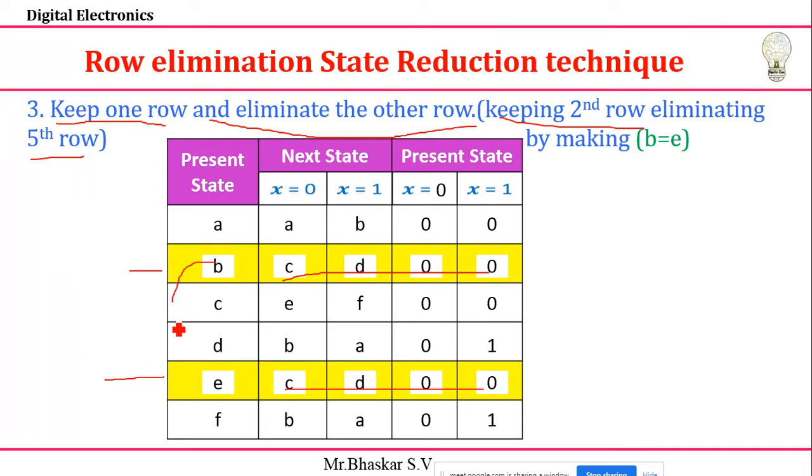But if I make B equal to E, then easily I can do it. If I make B equal to E, then both should come to the same thing, then easily I can eliminate this row. So that's why by making B equal to E, I'm going to eliminate my E state. The complete row I'm going to eliminate.